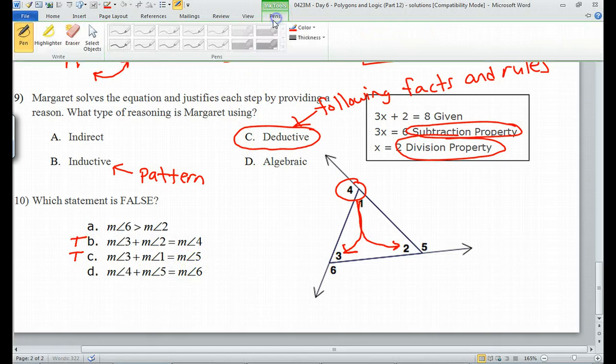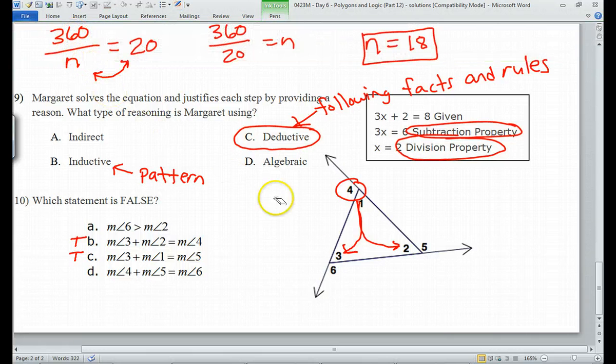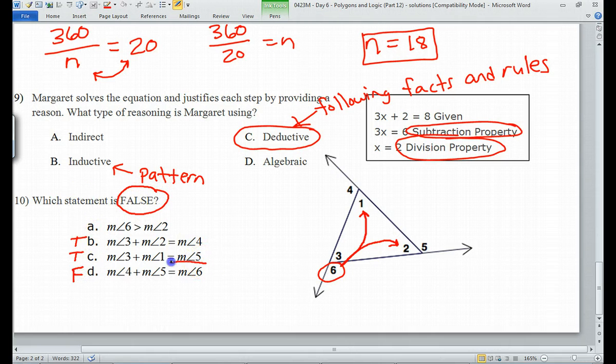Look at angle 6. Does that fit the pattern? Angle 6 should equal the sum of angle 1 plus angle 2. Is that what they have? No, it's not what they have. They have angle 4 plus angle 5. Those are more exterior angles. There's no rule like that. So this one is false. We're supposed to find the one that is false. So D is going to be the answer.